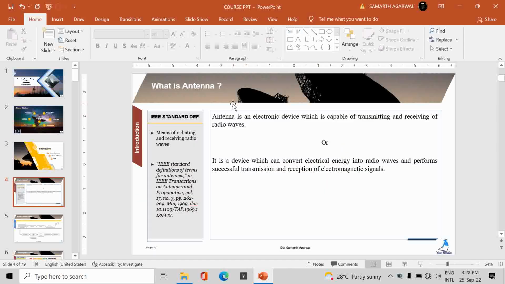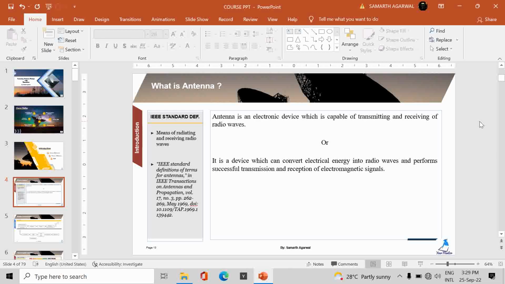So what is an antenna? An antenna is nothing but a kind of electronic device which has the feature of transmitting and receiving radio waves, or you can say converting electrical energy into electromagnetic energy in the form of radio waves, and performs a successful process of transmission and reception of the EM fields or EM signals.